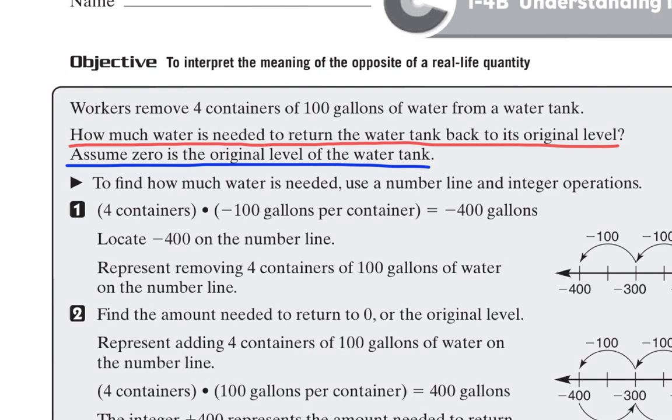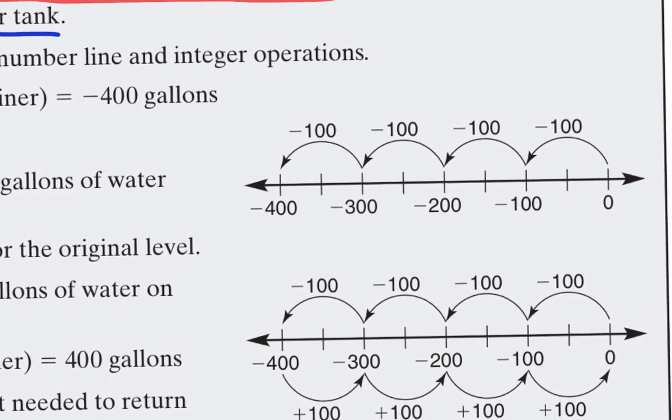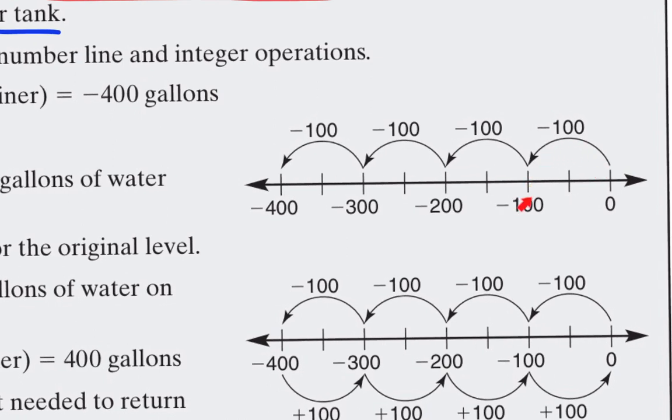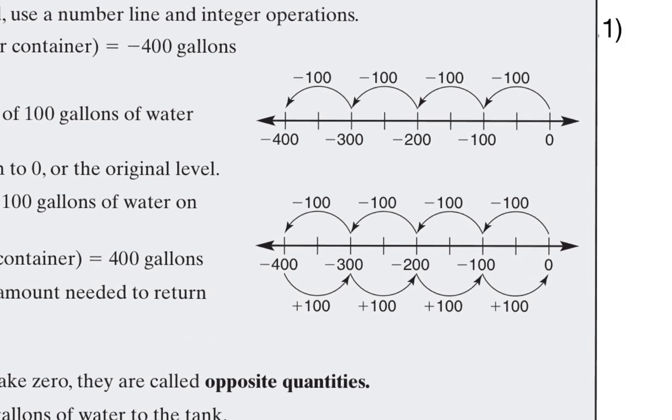One way, what they did here is they looked on a number line. So if there's 4 containers and we're taking out 100 gallons per container, after 1 container that would take us back to negative 100, and then another container would take us to negative 200, and then negative 300, and then negative 400. So how much water would be needed to get it back to the original level? If we're at negative 400, you might be able to think about that we would have to add 400 gallons to get us back to 0, which the book shows here by going by hundreds.